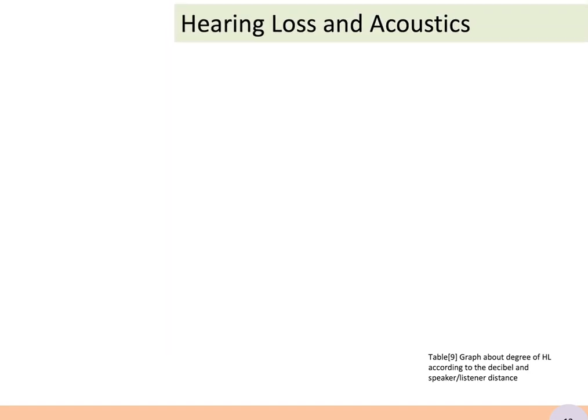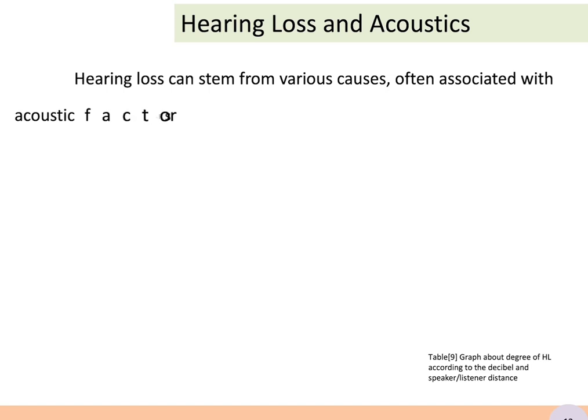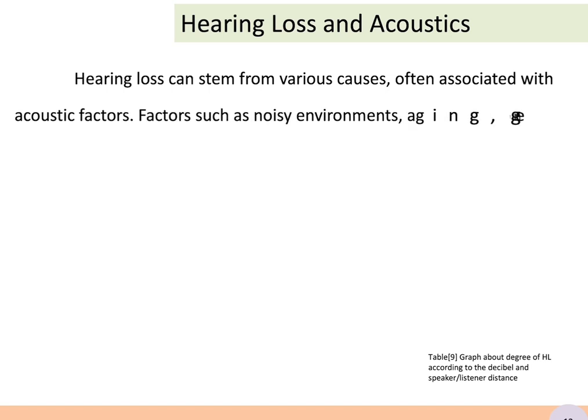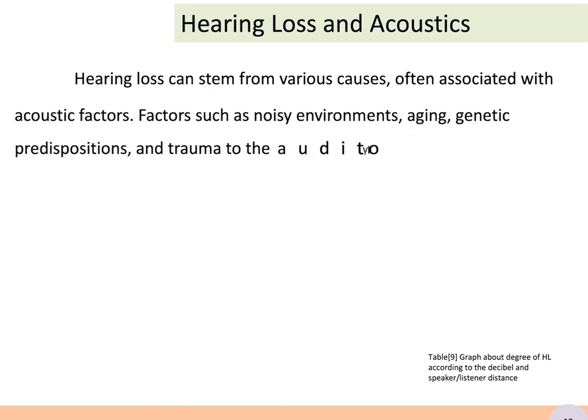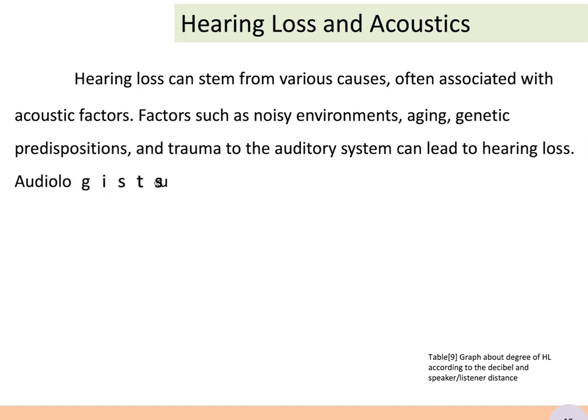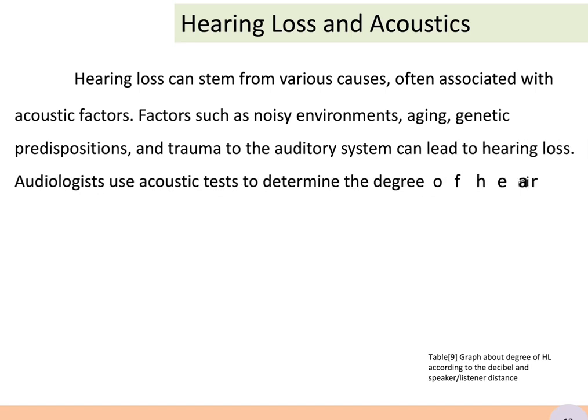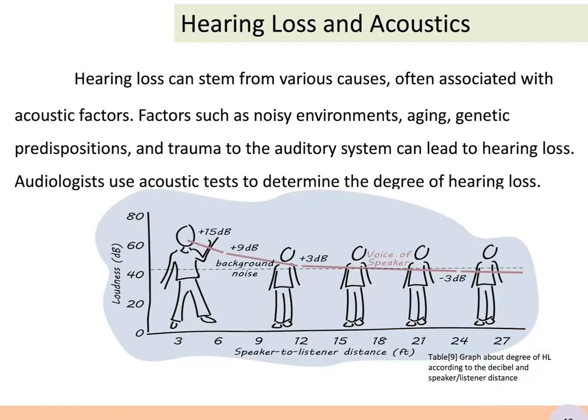Hearing loss and acoustics. Hearing loss can stem from various causes, often associated with acoustic factors. Factors such as noisy environments, aging, genetic predispositions, and trauma to the auditory system can lead to hearing loss. Audiologists use acoustic tests to determine the degree of hearing loss. Figure 9: a graph of the degree of hearing loss according to the decibel level and the speaker's or listener's distance.